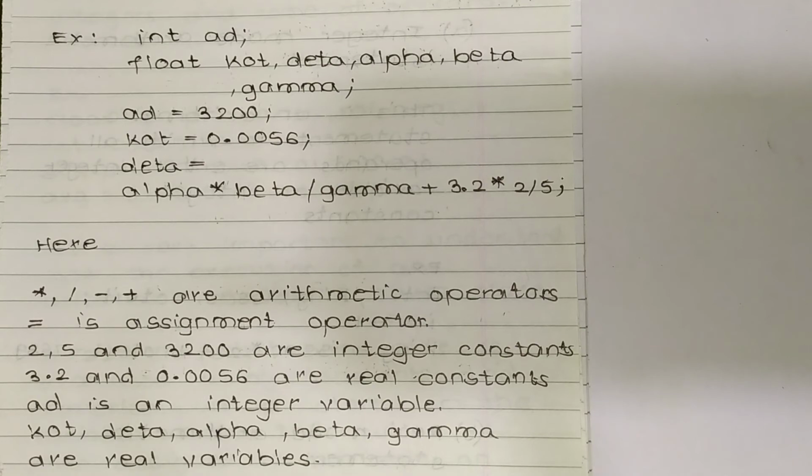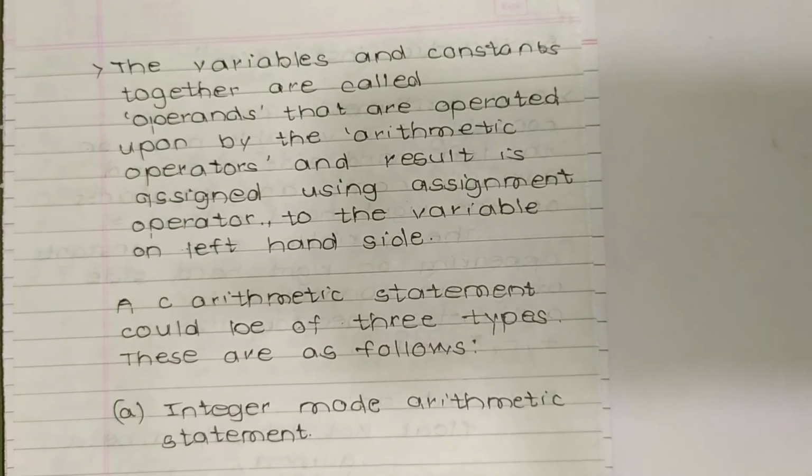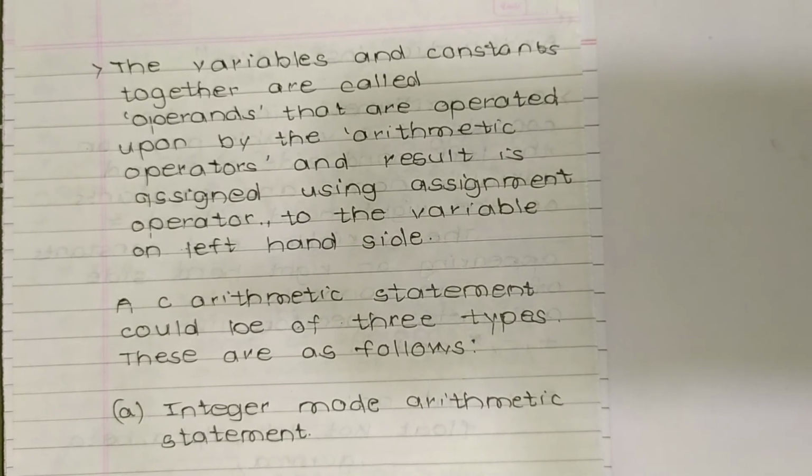Now 2, 5, 3200 are integer constants. 3.2 and 0.0056 are real constants. Add is an integer variable and quote, data, alpha, beta, gamma are real variables. The variables and constants together are called operands that are operated on by the arithmetic operators, and the result is assigned using the assignment operator to the variable on the left hand side.